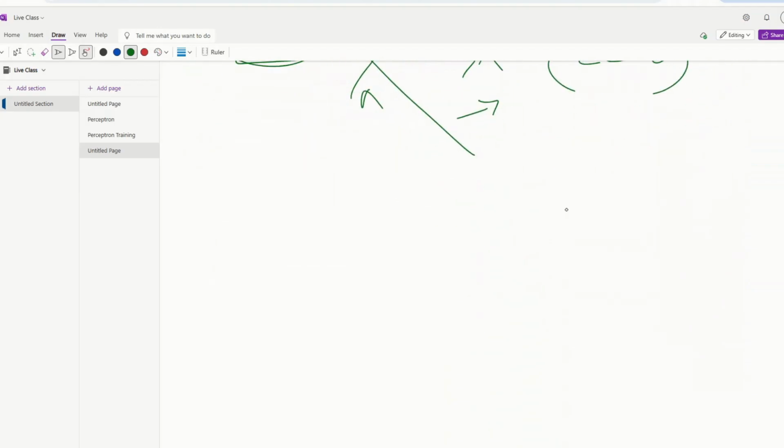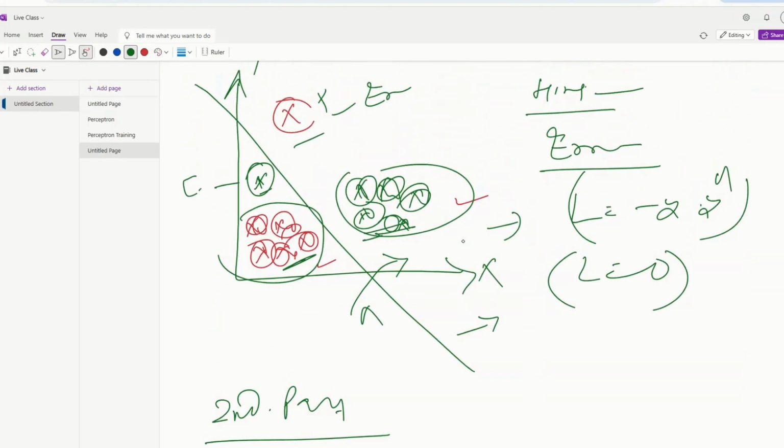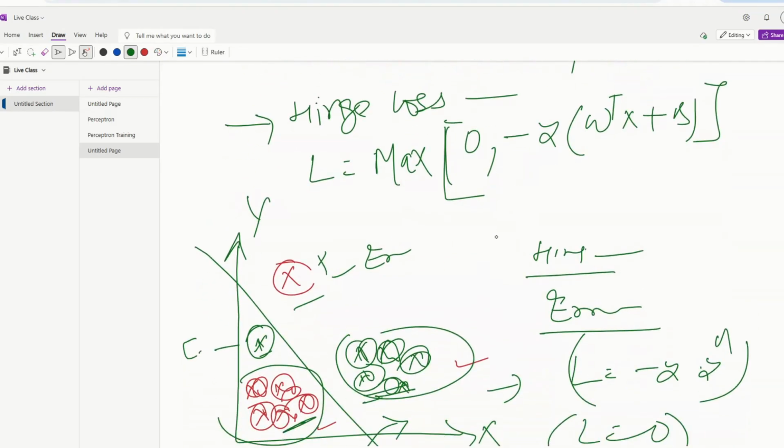One more thing, this is the second part, which I want to discuss now. So in the first part, whatever we discussed right now is the summary of the loss function. Let me summarize. Very simple.